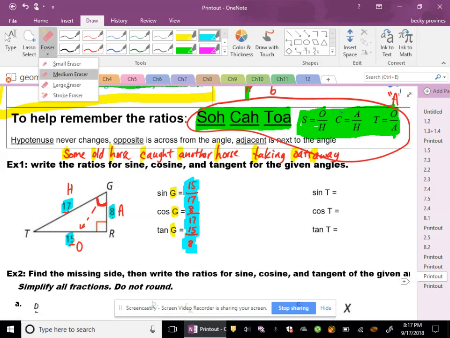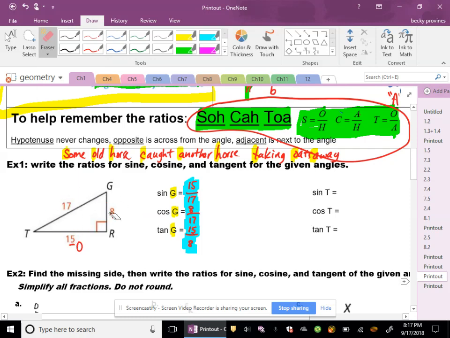Now, what's different about over here on the right where it says sine of t, cosine of t, and tangent of t? That means we need to erase all of our markings, and we're going to work now from angle t. It's acute, so we're allowed to. The hypotenuse stays the hypotenuse, but my opposite is now over here, and my adjacent is next to me. So the opposite and the adjacent switch sides depending on which angle you're working from.